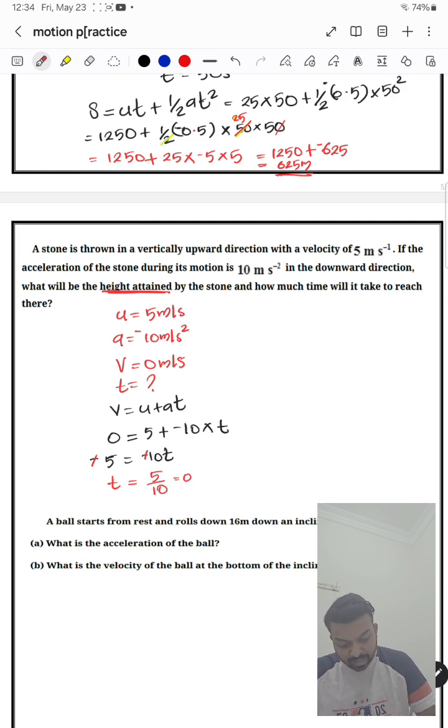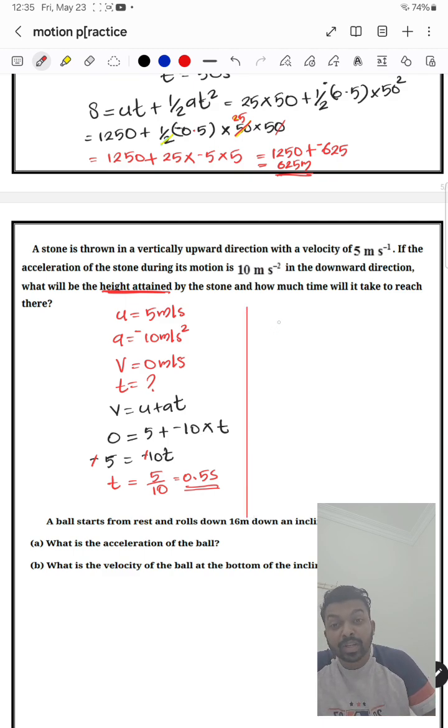So what will be the answer? It will be 0.5 seconds. We got the time as 0.5 seconds. Okay, so we have found the time now. So now what is to be found? You have to also find the height of the object. So we have to find the height.